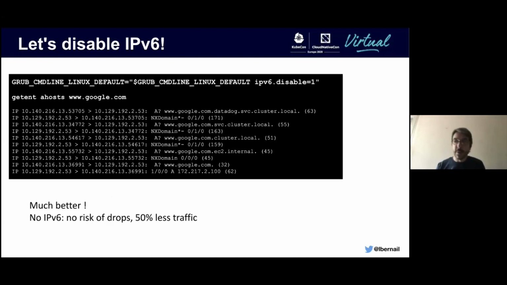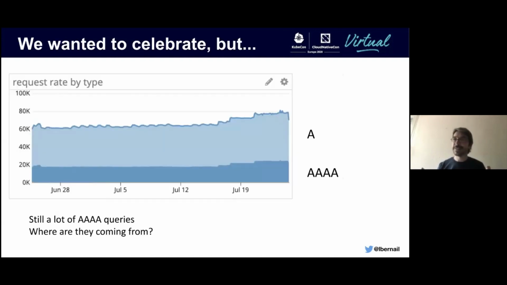So we had this very nice idea at the time: let's disable IPv6, right? So we disabled IPv6 in the kernel, and we just did a very simple resolution for google.com, and you can see that in this example, we do 5 queries, and we're not doing any IPv6. So that's pretty good, right? We wanted to celebrate at that time, but look, after IPv6 has been disabled on every host, we're still getting a lot of IPv6 queries. So we're a bit sad, and we were trying to understand what was happening.